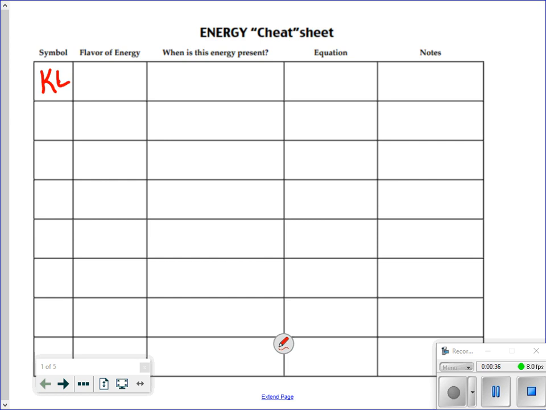So let's start with our first one. We call this one kinetic energy, and this is our energy of motion. So when is this energy present? When you have an object in motion. If it is not moving, there is no kinetic energy. But we need to have some velocity in order for that to work.